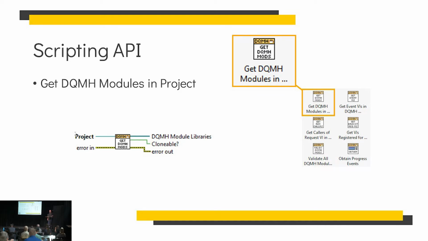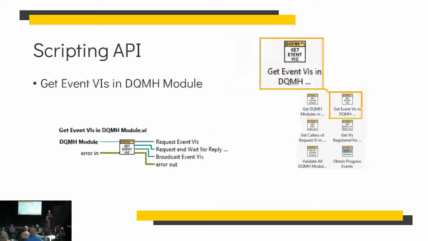The first VI: you give it a project reference, and you get an array of library references, the DQMH modules. You can know if the modules are clonable or singleton with this Boolean array. Get the VIs in a DQMH module: you have a library reference, and you get all the events related to this module.